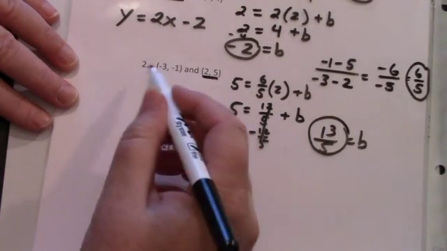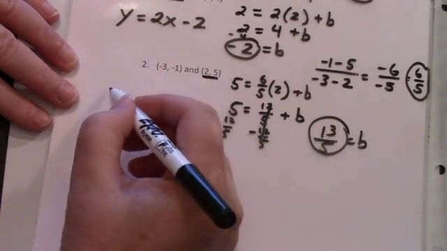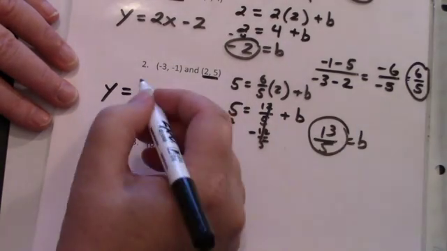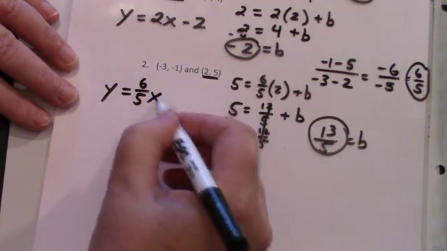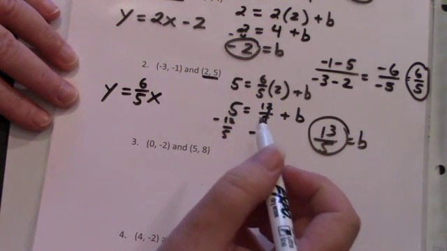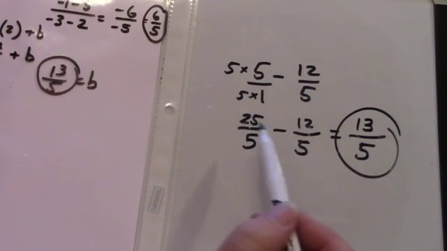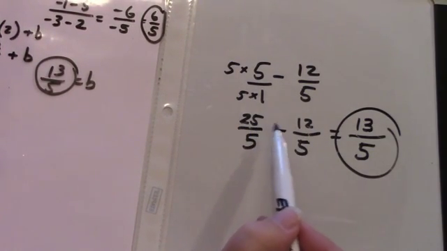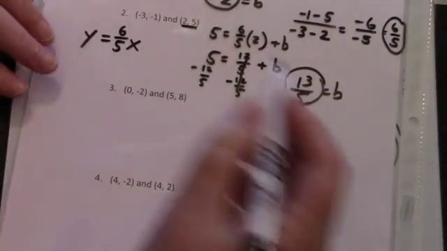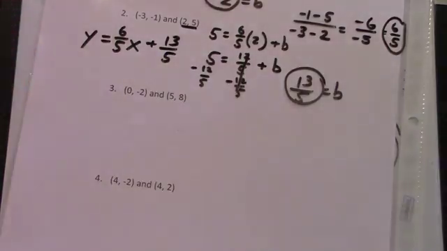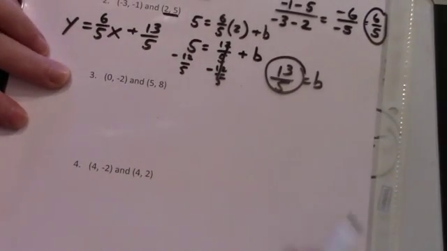So the answer to write this equation, given these 2 points, would be y equals, our slope is 6/5 x, and is b a positive number or a negative number? It's going to be positive because I started with 25 and I subtracted 12. So it is plus 13/5. Okay, again, don't let the fractions scare you away. All the methods are still the same. Let's try our next one.